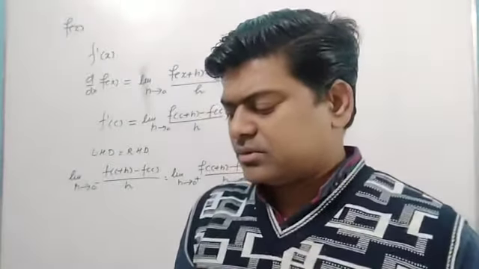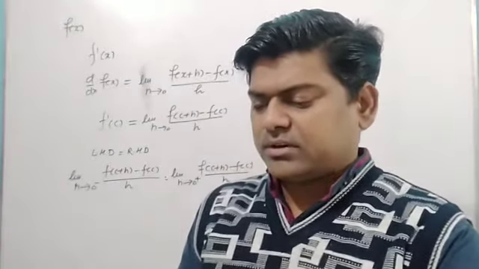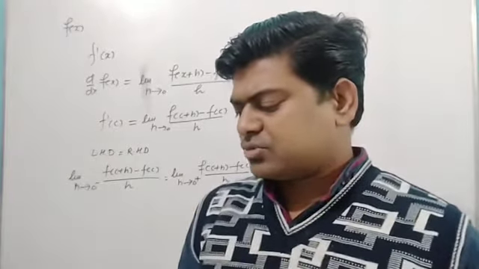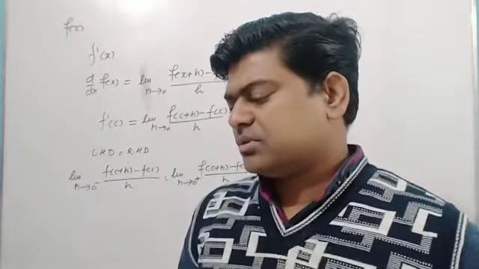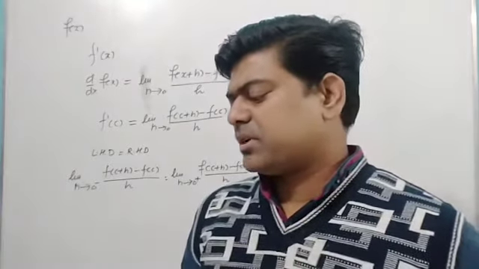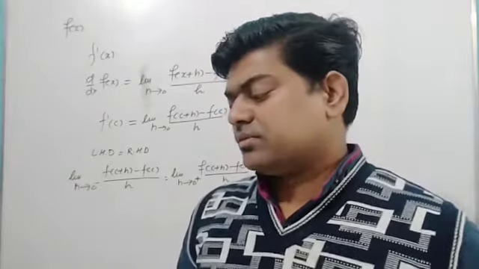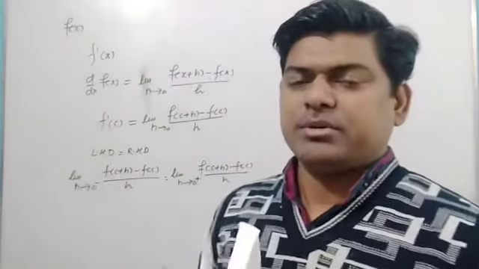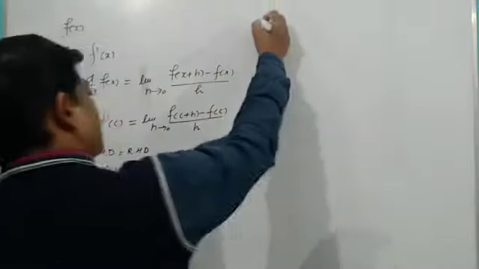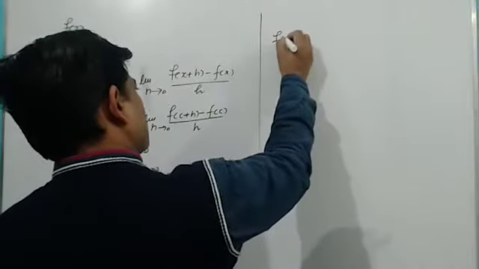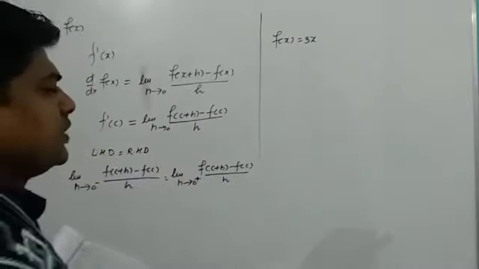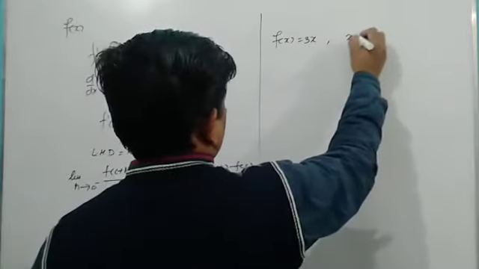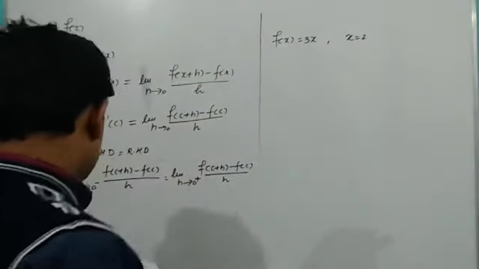So I have some questions in the first exercise. What we have to do: use the definition and find the derivative of all the following functions at the given point. Let me tell you one thing. The first one you can see, I have here f(x) is equal to 3x, and I have to find the derivative at x is equal to 2. So what should I do?